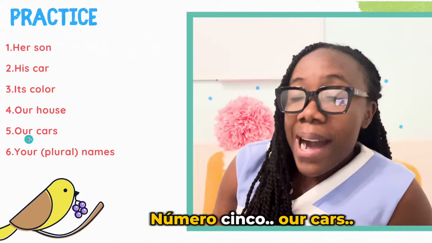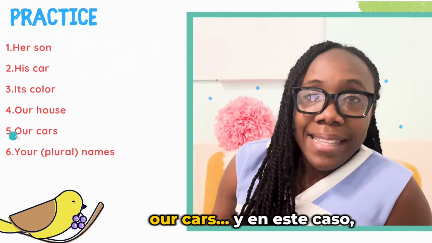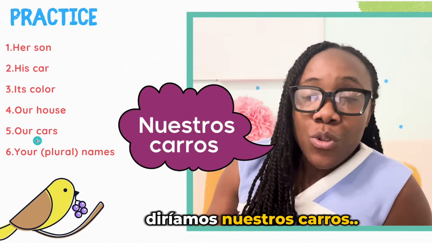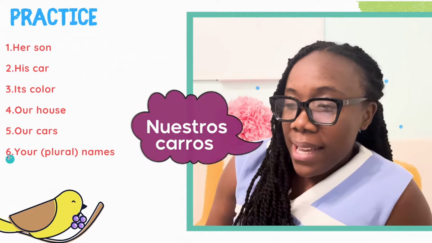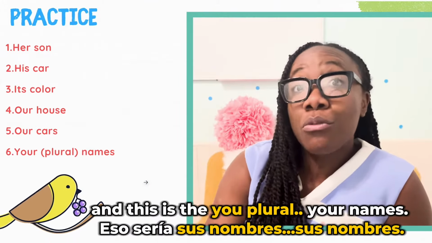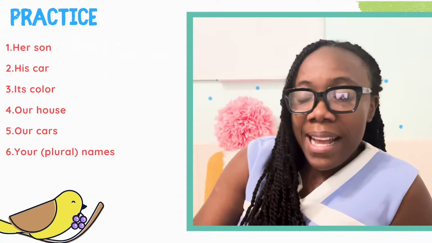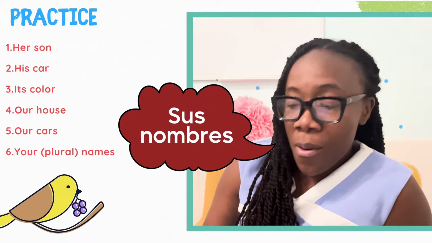Número 5, our cars. Y en este caso diríamos nuestros carros. Y número 6, your names, and this is the you plural, your names. Eso sería sus nombres.